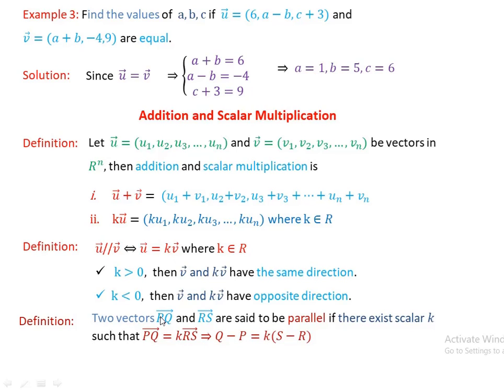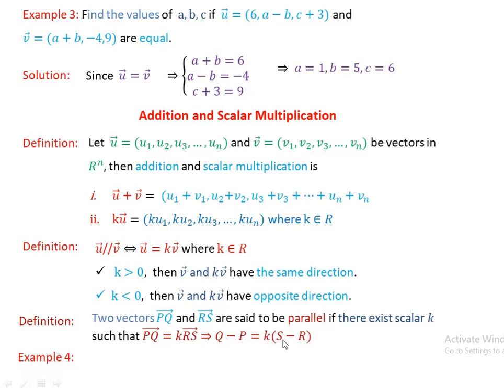Definition: the directed vectors PQ and RS are said to be parallel if there is a scalar k such that directed vector PQ is equal to k times directed vector RS. Then, using the definition of directed vectors, we have q minus p is equal to k times s minus r.